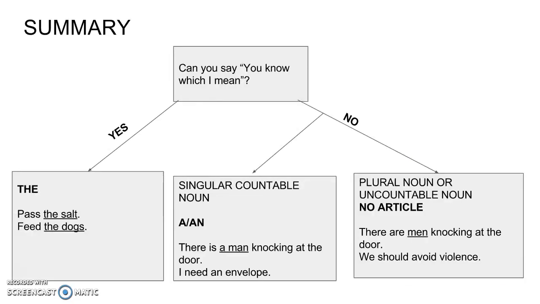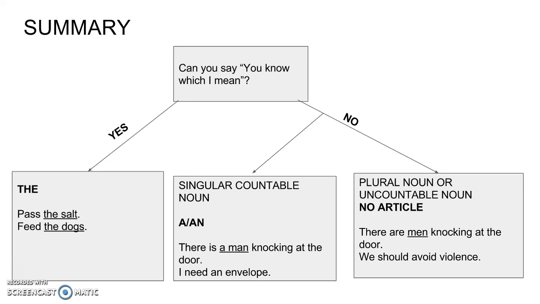So, let's summarize what we've learnt today. You can use the "you know which I mean" test. If you pass the test, then you use the. Pass the salt. Feed the dogs. You know which salt I'm referring to. It's the one you can see. Feed the dogs. You know which dogs I'm referring to. There's only certain dogs that we own.